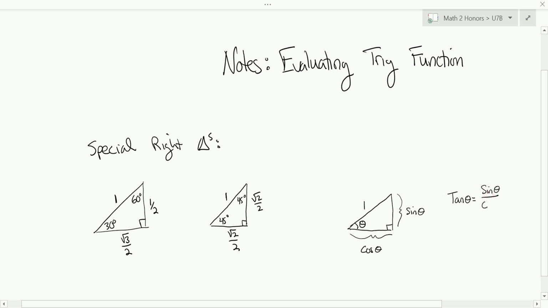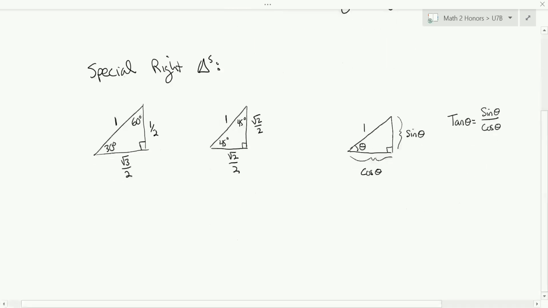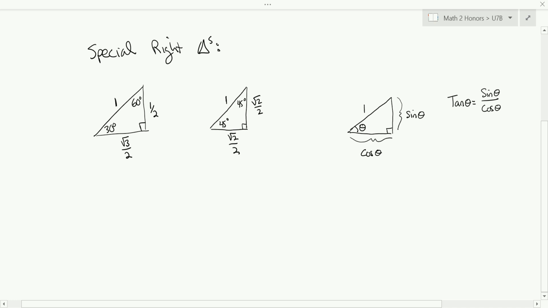So these are some things from last unit that we need to remember we're going to bring back today. Okay, so I'm just putting them here at the top of our notes. So if you had forgotten that, you can look back at that. Okay, so we're going to put all of this together with what we were working with yesterday.